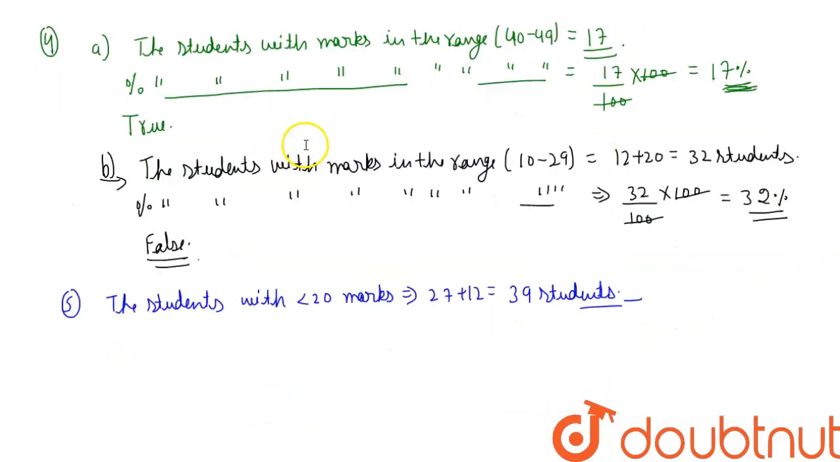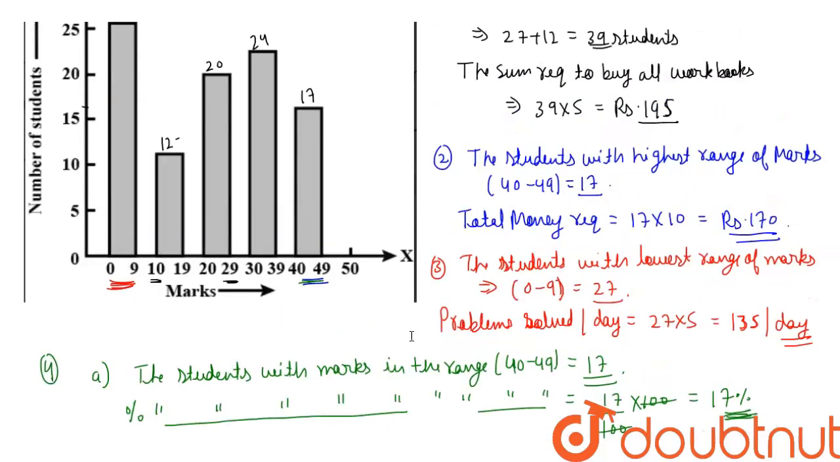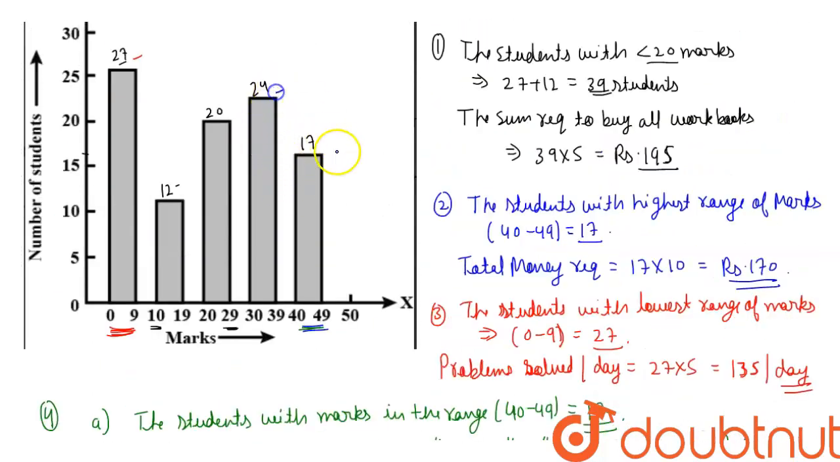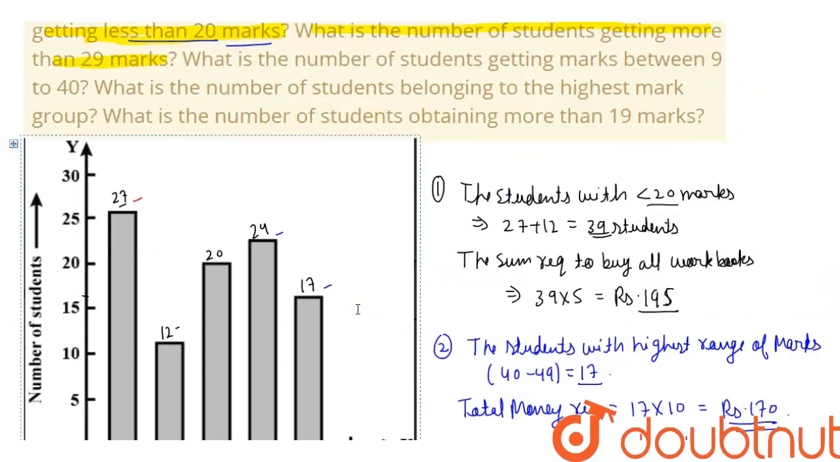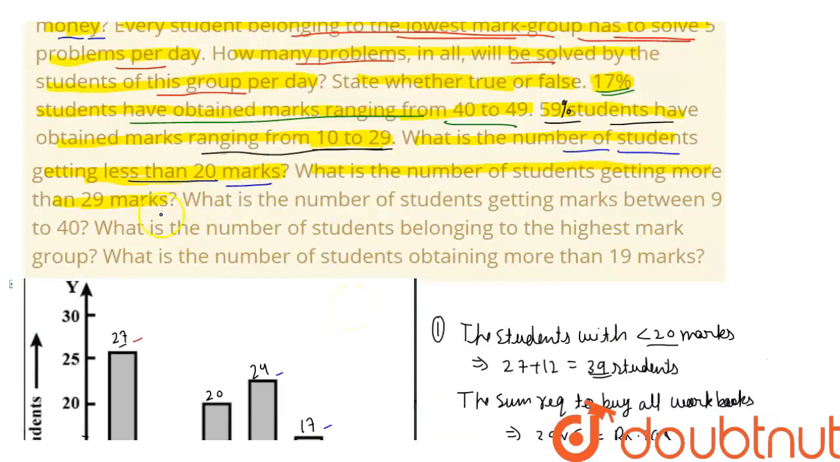So now, in the sixth part of the question, we have the students with more than 29 marks in their class. Such students would be, from this graph, 24 plus 17, and on solving this we get 41. So we have 41 students in this range with greater than 29 marks. So this is the answer of this part.